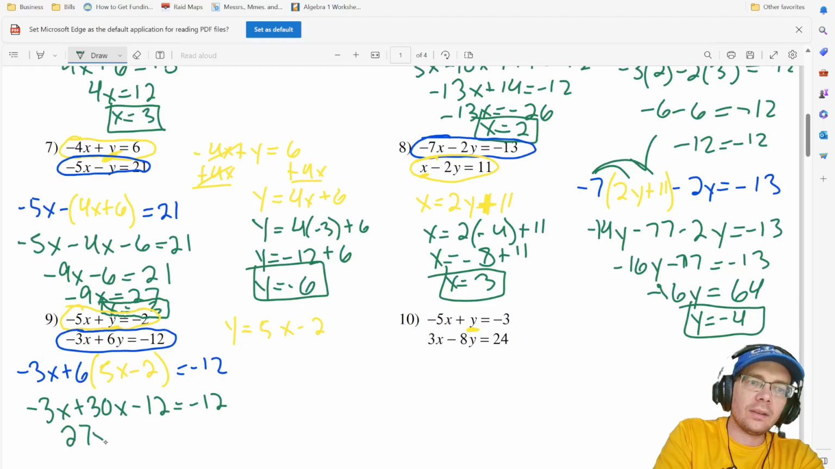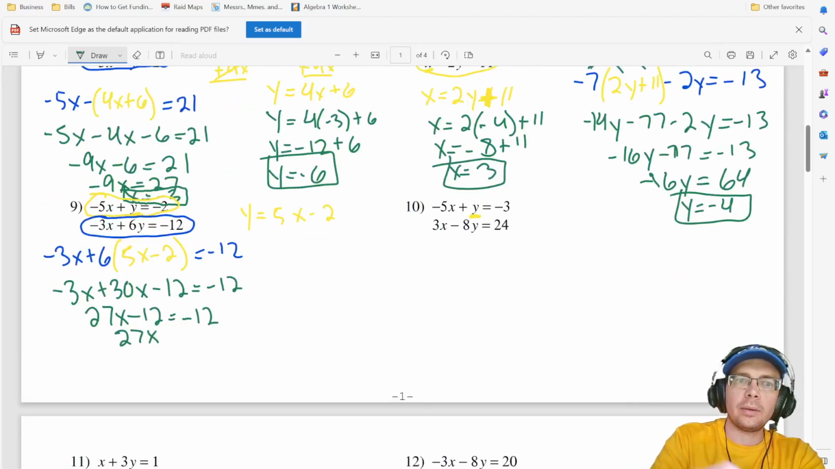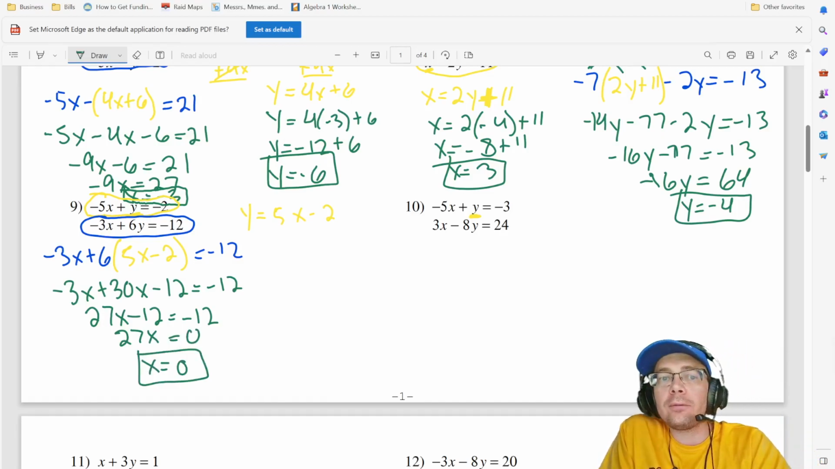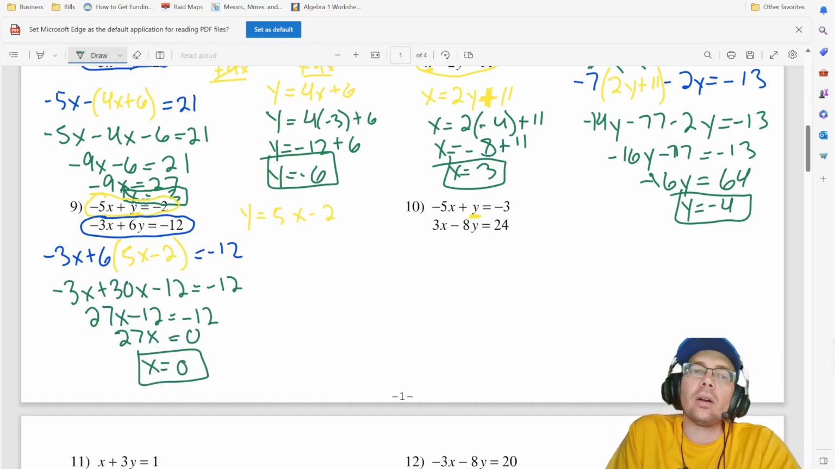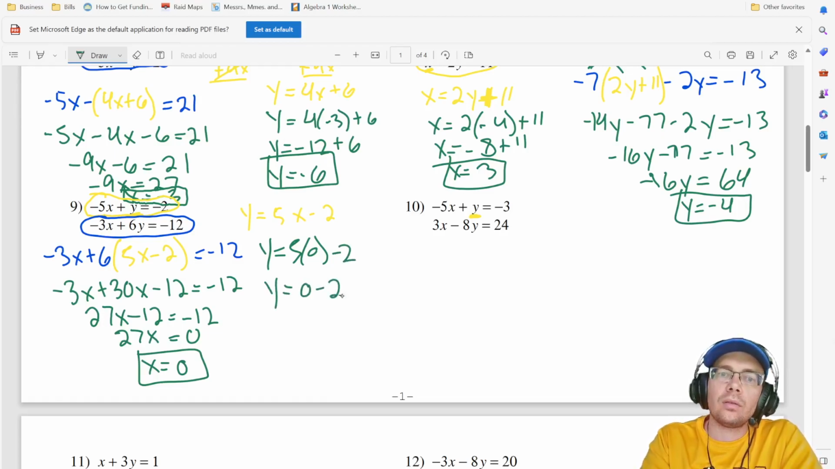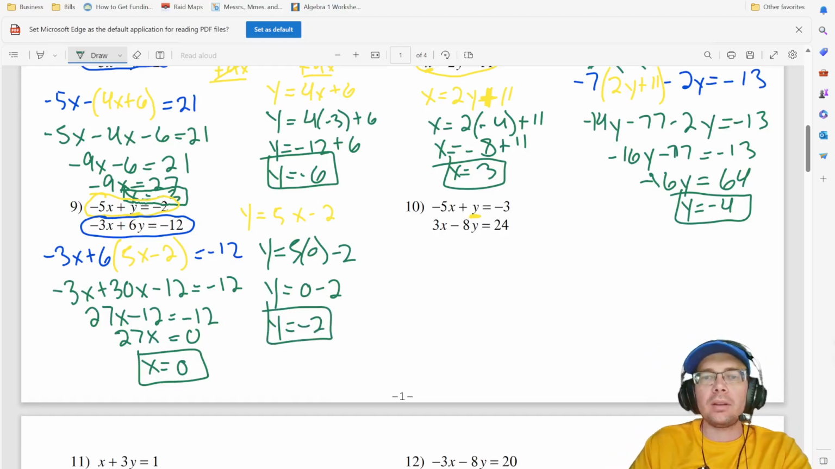So it's going to be 27x minus 12 equals minus 12. If we add 12 to both sides, we end up with 0. So then x is 0. Because if you add 12 to both sides, it's 0. And then if you divide 0 by anything, you get 0. So x is just 0. And if x is just 0, then that's going to be negative 2. And yes, I showed all my work for it, even though I didn't really need to. But, you know, just in case.